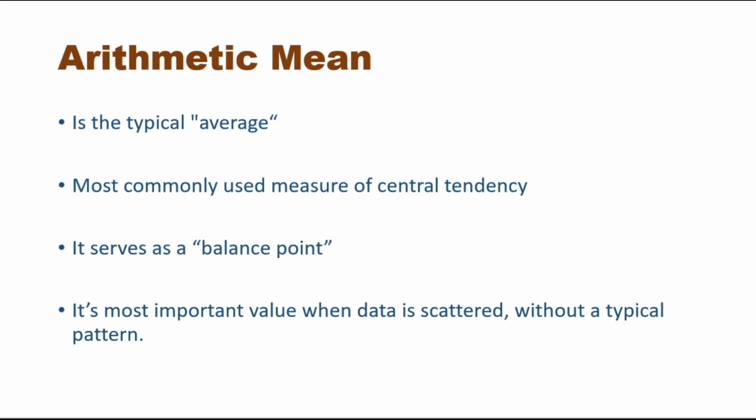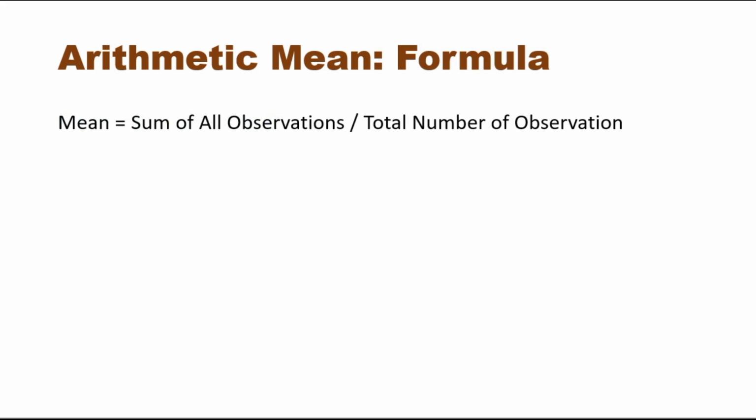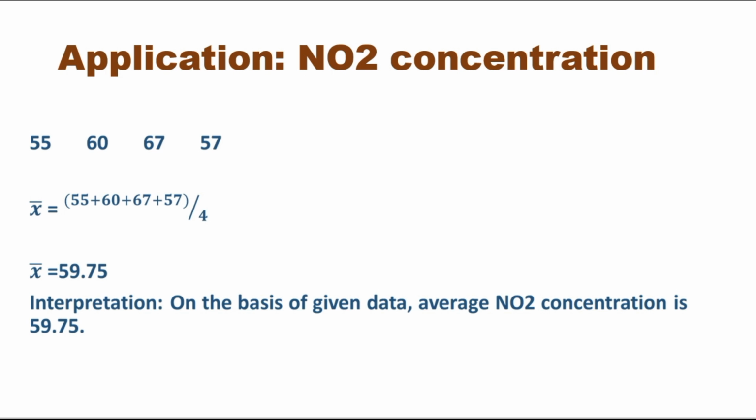Mean, which is also known as arithmetic mean, is a typical average. It is the most commonly used measure of central tendency. It serves as a balance point and it is the most important value when data is scattered without a typical pattern. So how can we calculate arithmetic mean? The formula is very simple. This is the sum of all observations divided by the total number of observations.